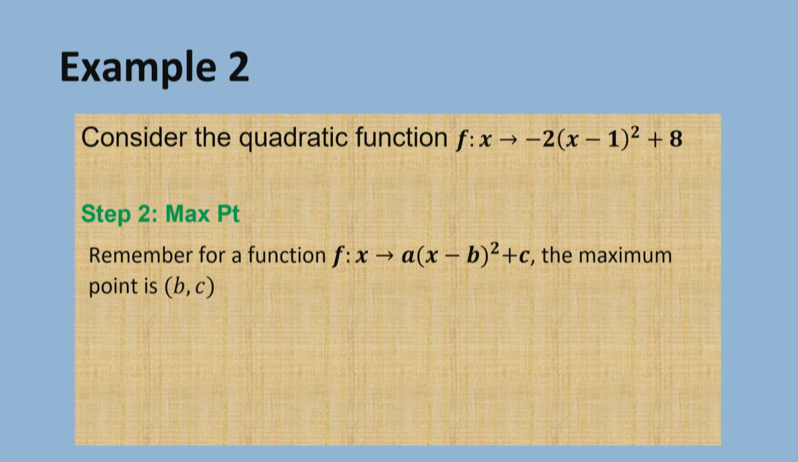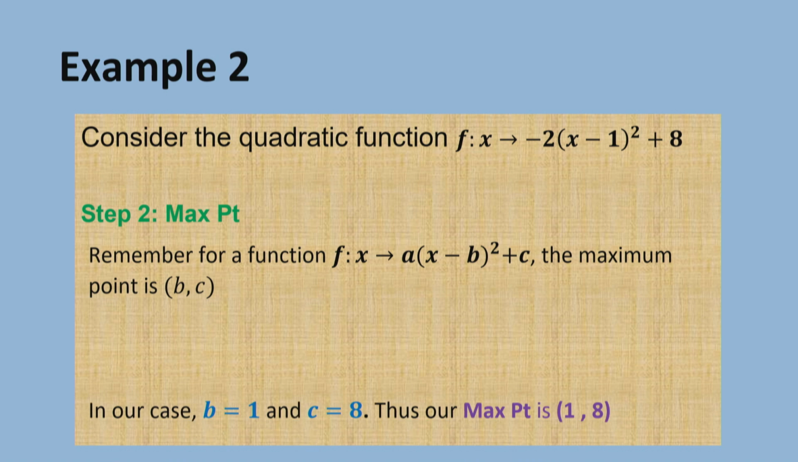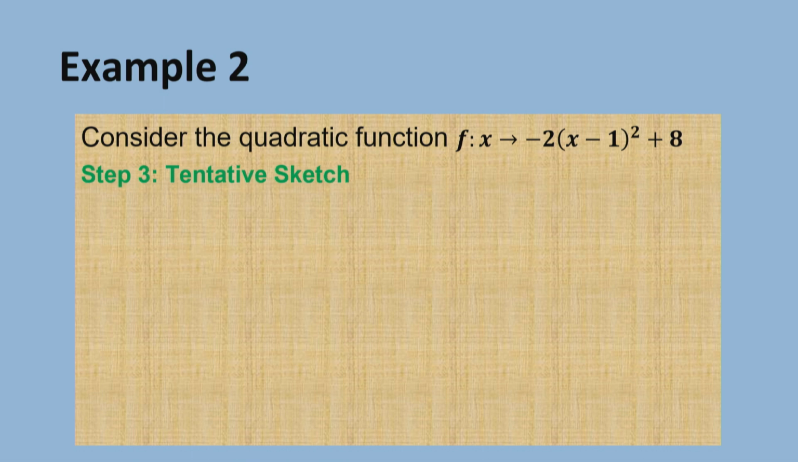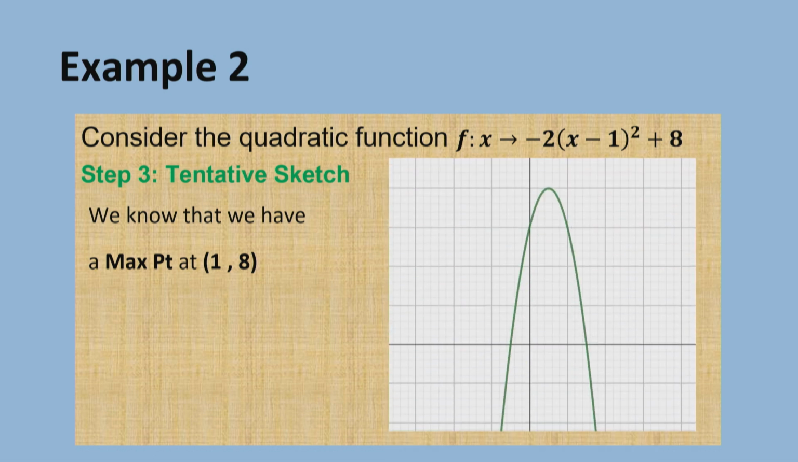So the maximum point will be given by b, c. Here the value of b is 1 and the value of c is 8. So the maximum point will be 1, 8. Right, tentative sketch. We know that we have a maximum point at 1, 8. So that's the maximum point, which is at 1, 8.